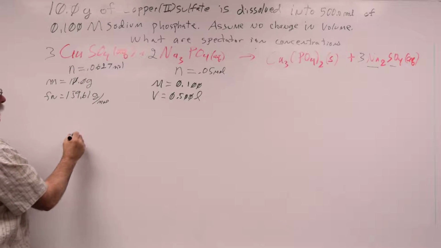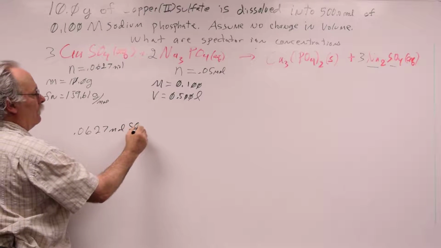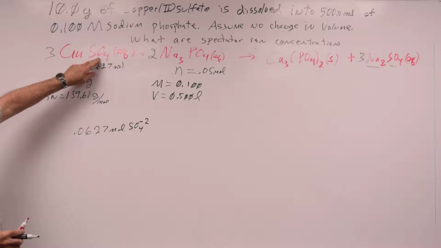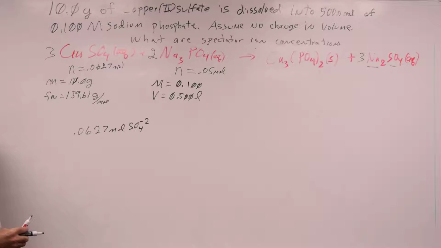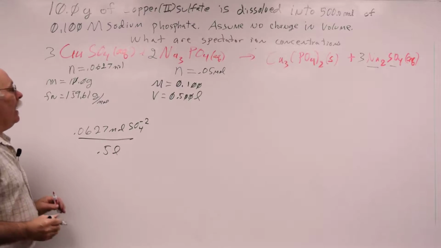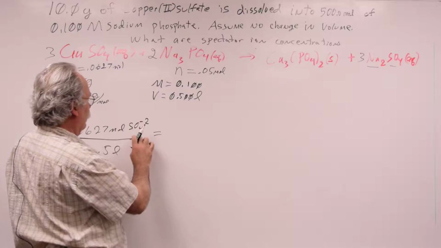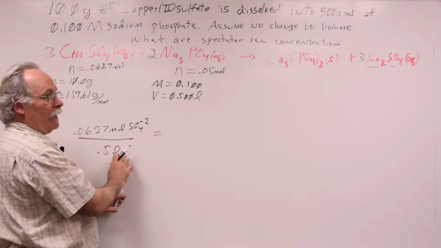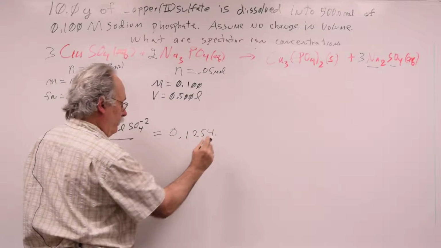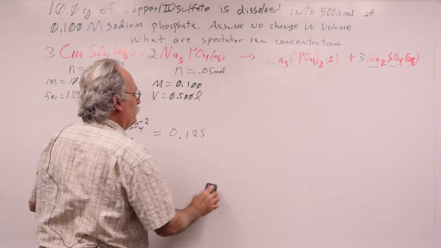If I have 0.0627 moles of SO4 minus 2, because every 1 mole of CuSO4 has 1 mole of copper plus 2 and 1 mole of sulfate, and this is in a solution that's 0.5 liters, then I come up with its concentration. The molarity of the sulfate is 0.0627 divided by 0.5, which is 0.1254. All of our numbers here have 3 significant digits, so we're going to omit the 4.